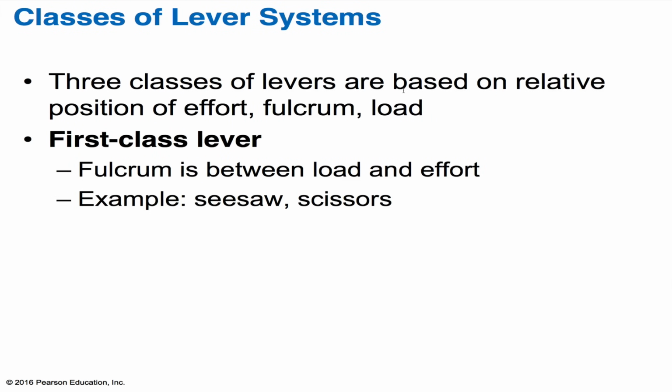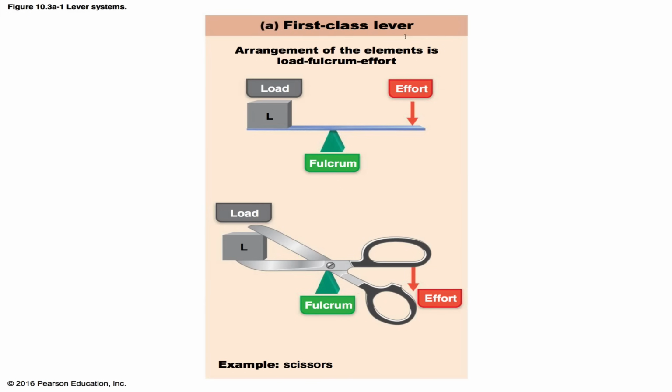Depending on the relative position of the three elements, effort, fulcrum, and load, levers belong to one of three classes. In first-class levers, the effort is applied at one end of the lever, and the load is applied at the other. The fulcrum is somewhere in between. Seesaws and scissors are examples of first-class levers.